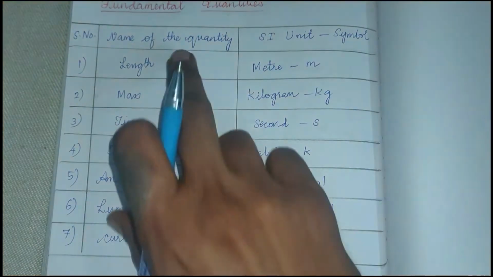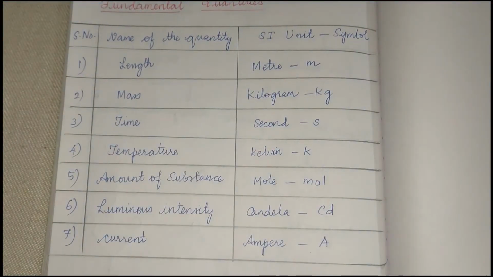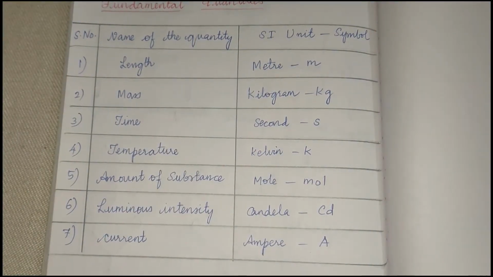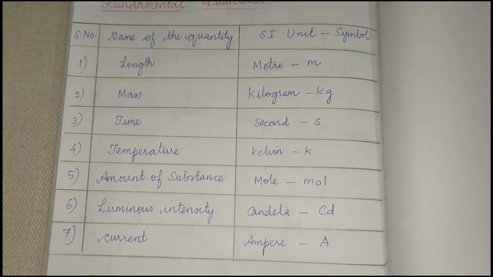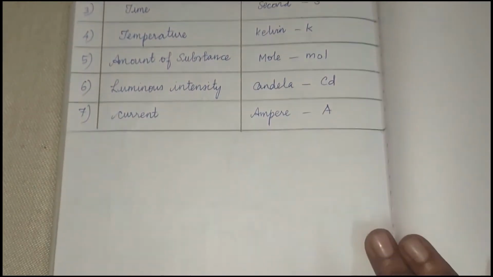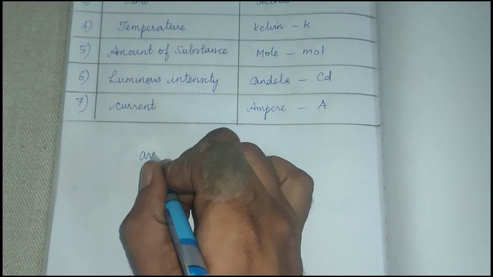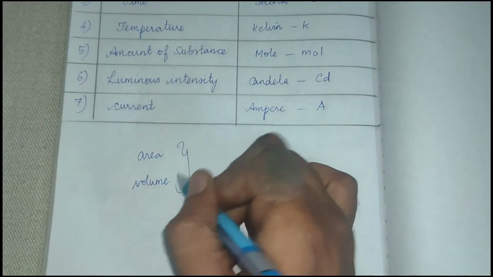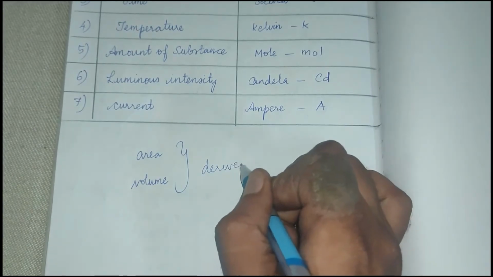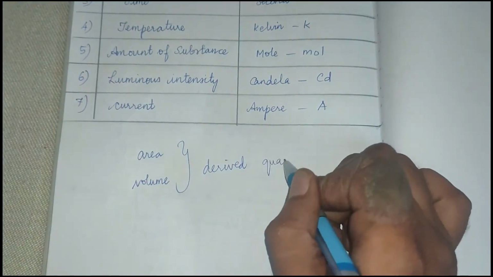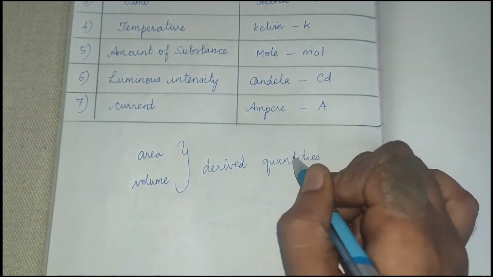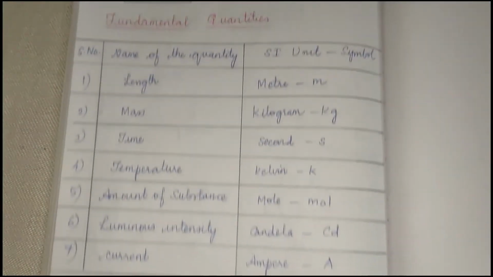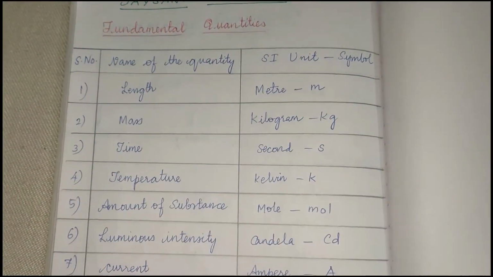Right. And these quantities are called as fundamental quantities. What about the other quantities? Other quantities like area, volume, all these are called as derived quantities. We call them as derived quantities. These derived quantities are obtained from fundamental quantities.